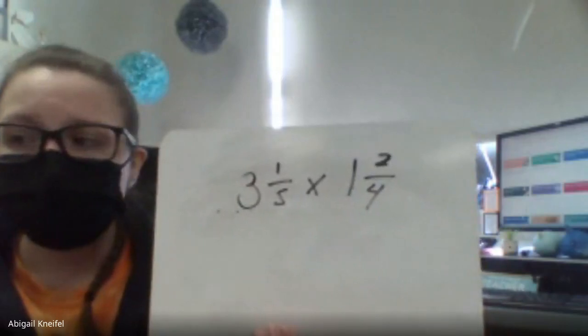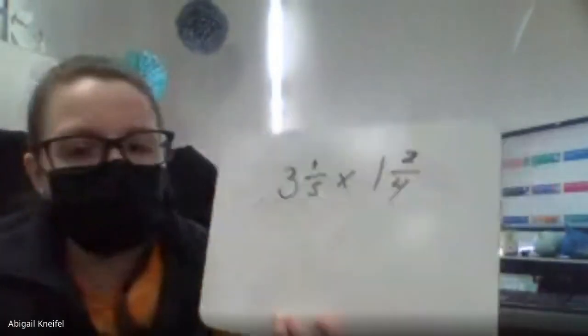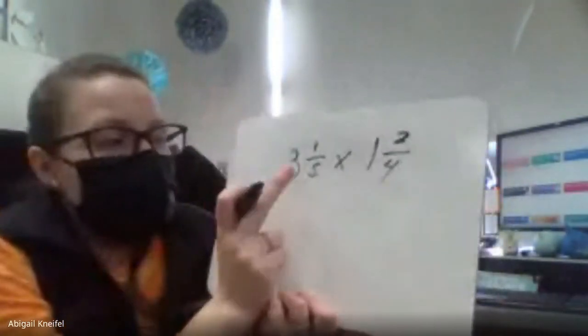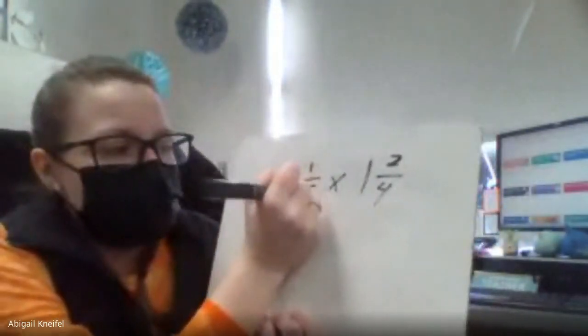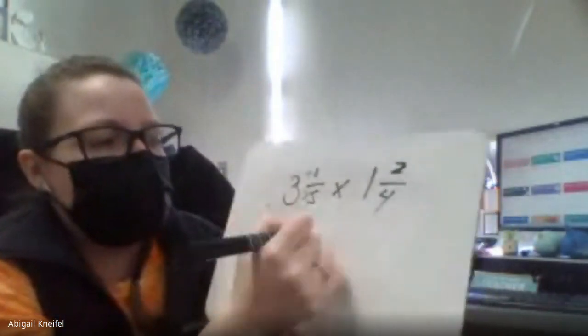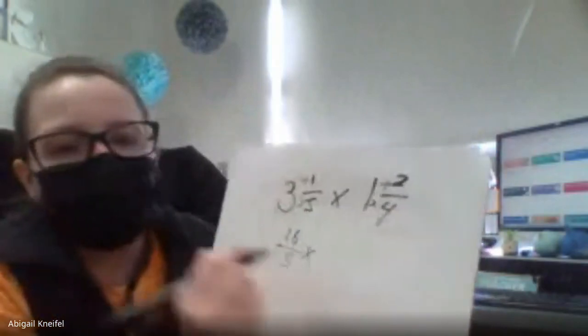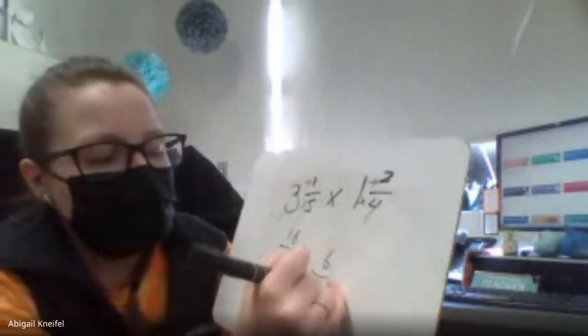I did it right this time. All right, let's try it out, my friends. Follow along with me. Whole number times denominator is 15 plus numerator 1 is 16 over 5, times 1 times 4 plus 2. That's 4, 5, 6 over 4.